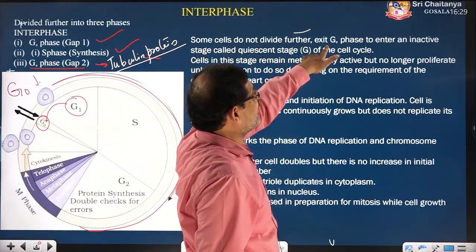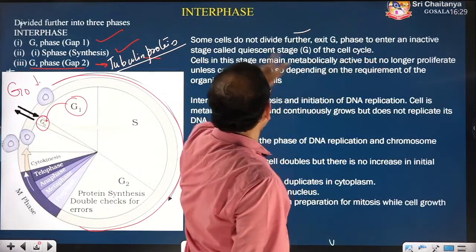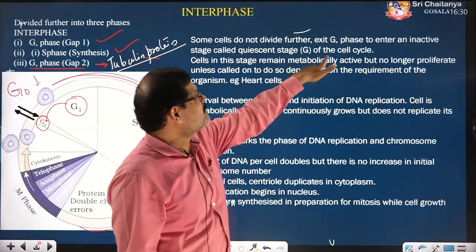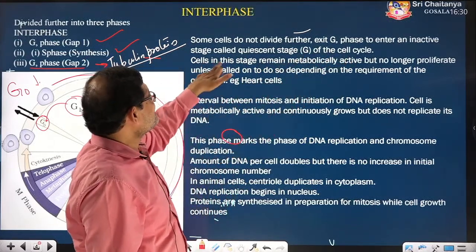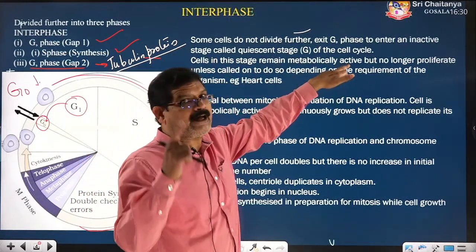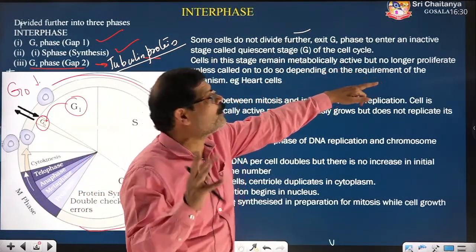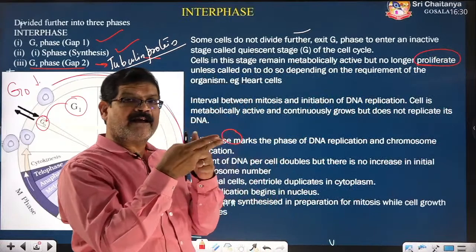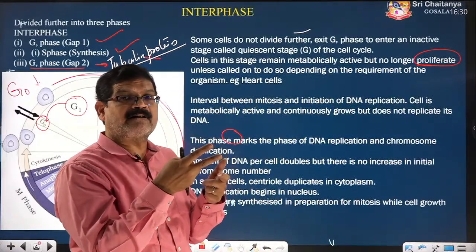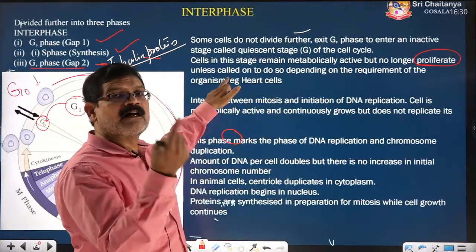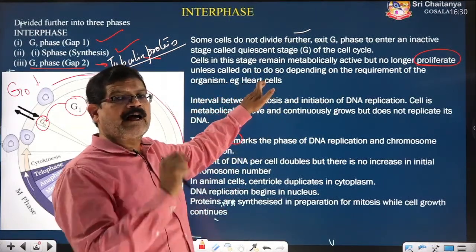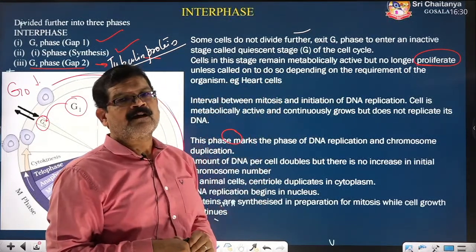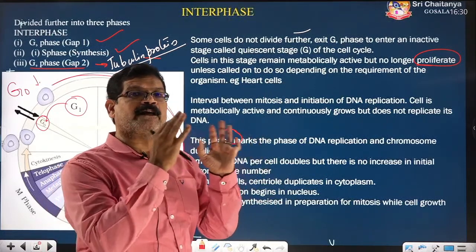Some cells do not divide further, exit G1 phase to enter into an inactive stage called the quiescent stage, which is the G0 phase of the cell cycle. Cells in this stage remain metabolically active, as I already said, but no longer proliferate. What is meant by proliferate? They will not multiply. They will not divide, unless called to do so. Unless they are asked, come on, undergo the division, then it starts dividing. Otherwise, it will not divide, it will be keeping quiet.